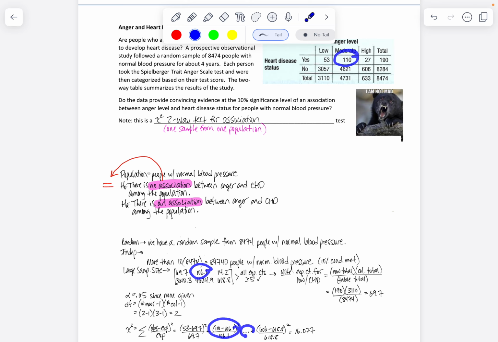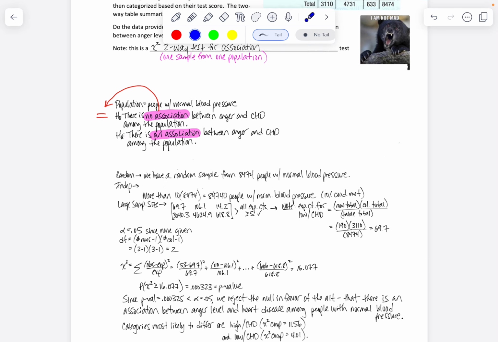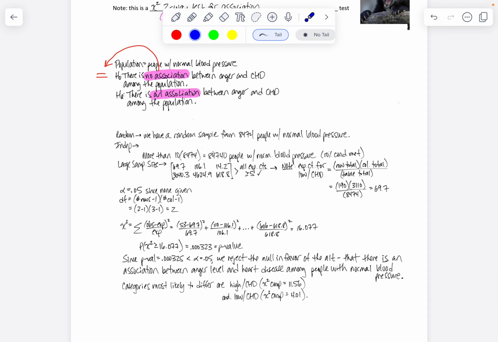And I'm doing the 3 dots. And then the last one is comparing 606 to 618. Are those considered big differences? It's really hard to tell when you have especially a massive matrix full of 8,400 people. Thankfully, we have stats to help us figure this out, okay?